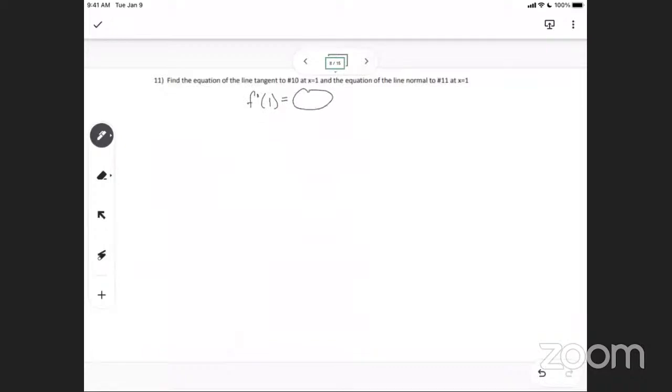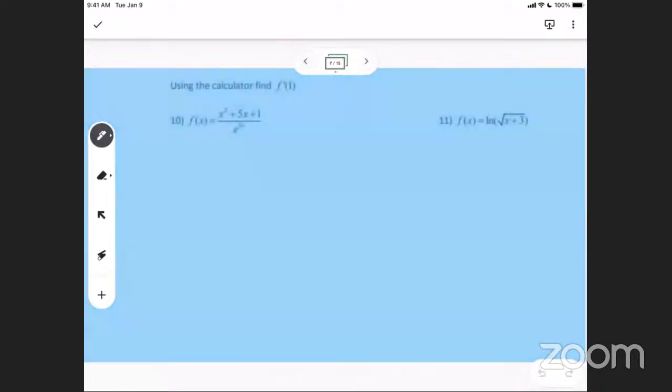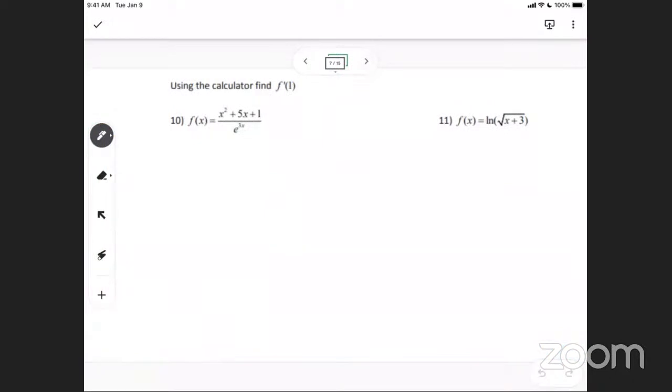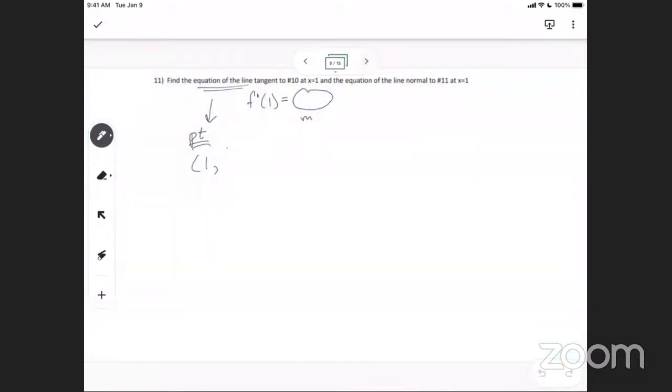Whatever number that is, that's your m. And so for the equation of the line, I have to find a point. The point is going to be 1 comma, so plug in 1 here. So f of 1 is going to be, plug in 1, you're going to get 7 over e to the third. Does that make sense, how I came up with that? Yeah. So whatever you get for your slope on number 10, you just write y minus y sub 1 equals whatever you got for m times x minus 1. Okay, that's easy.